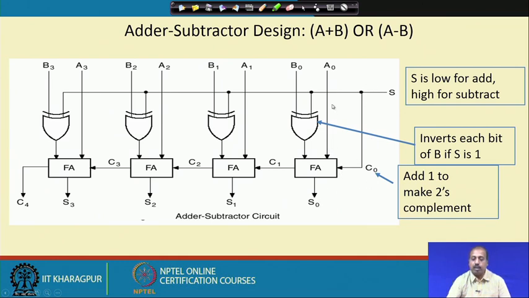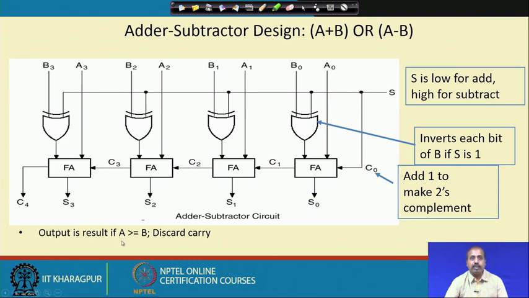So, I am getting A plus 1's complement of B plus 1. That gives us the 2's complement of B, and ultimately that results in A minus B. So, this adder subtractor design is very simple. On top of this basic adder circuit, we have a complementer circuit consisting of a few XOR gates, and that gives us the solution.